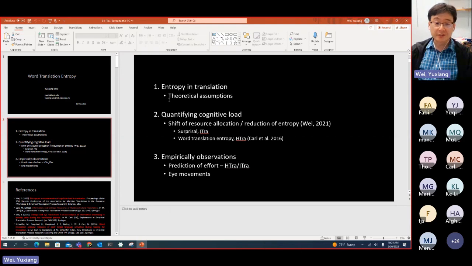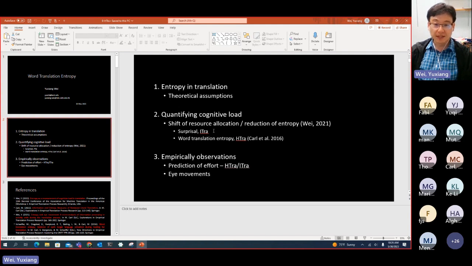So word translation entropy. My talk today has three parts. I will start with something theoretical, the concept of entropy in general, and how entropy describes the process of translation, or mental processes of translation. I will review some of the theoretical assumptions in this regard, and then that will lead to two ways of quantifying. One has to do with shift of resource allocation, and another is reduction of entropy.